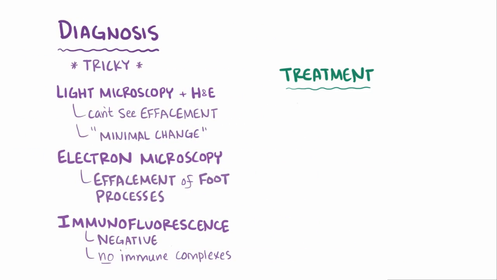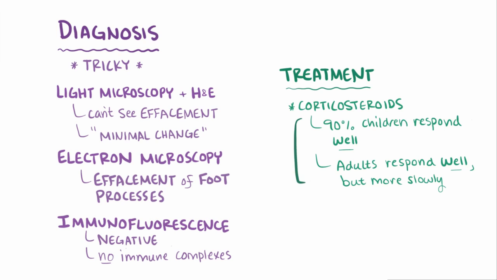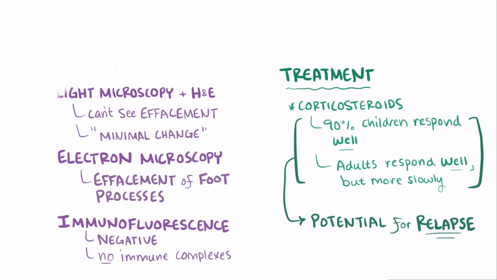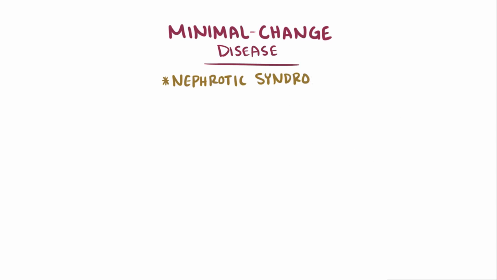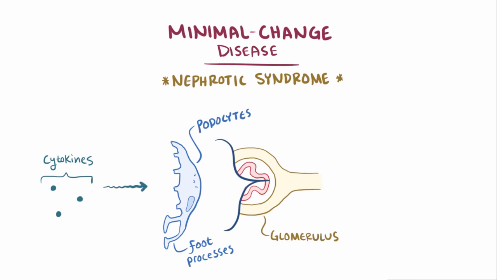Treatment of minimal change disease is typically corticosteroid therapy, of which about 90% of children respond very well. Adults also respond well to corticosteroid therapy, but the response is generally slower. In both cases, though, there's a potential for relapse. Alright, so as a short recap, minimal change disease is a nephrotic syndrome thought to be caused by cytokine damage to the foot processes of the podocytes in the glomeruli of the kidney.